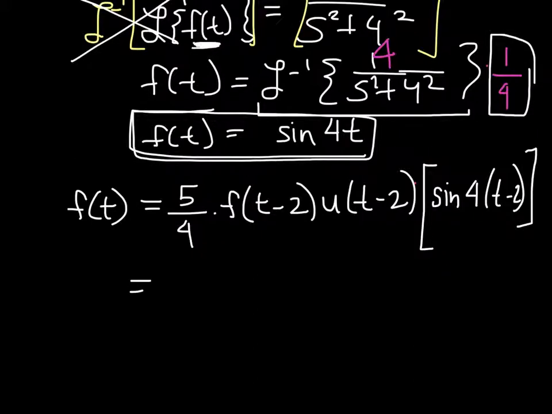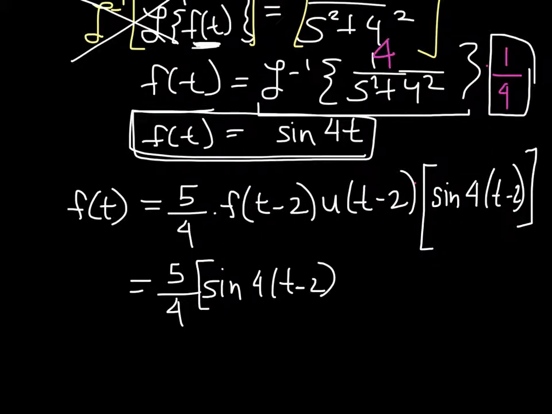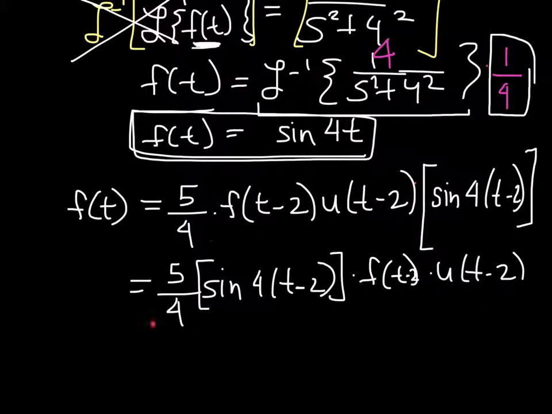And we can rewrite this a little bit nicer. I'm going to write 5/4 sine of 4 times t minus 2, times u of t minus 2. Usually it's standard to write it this way. I forgot a minus. That's really a minus 2 there. You have your shift for f, you have your shift of u, and then you have your f of t that you found with your shift.